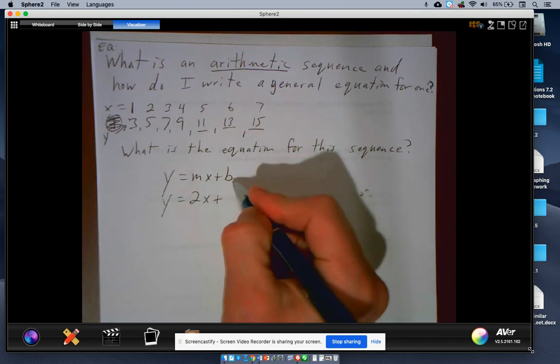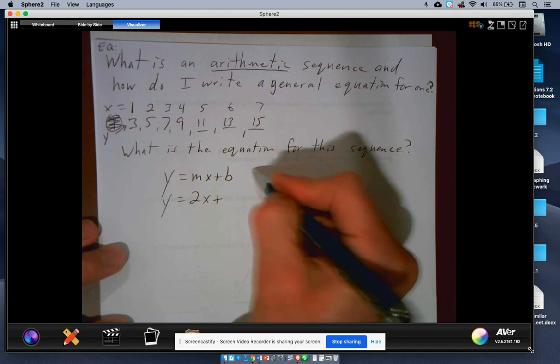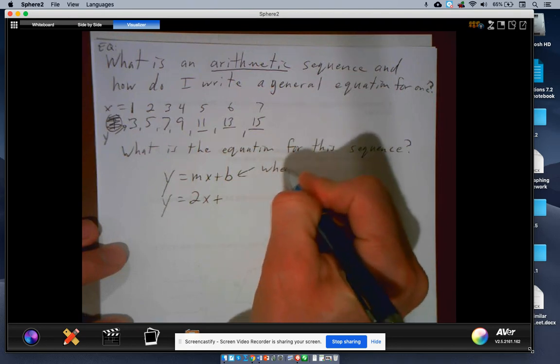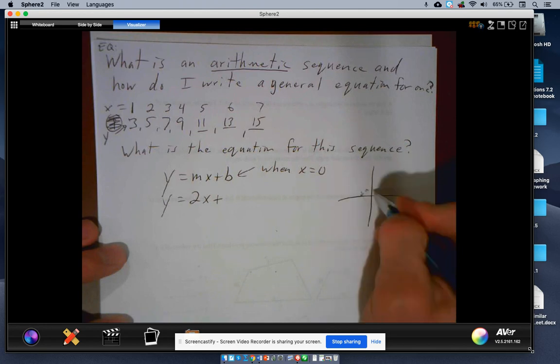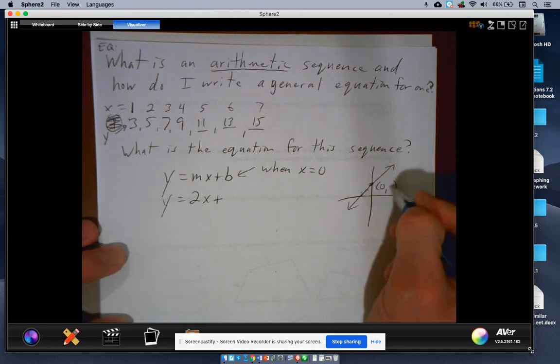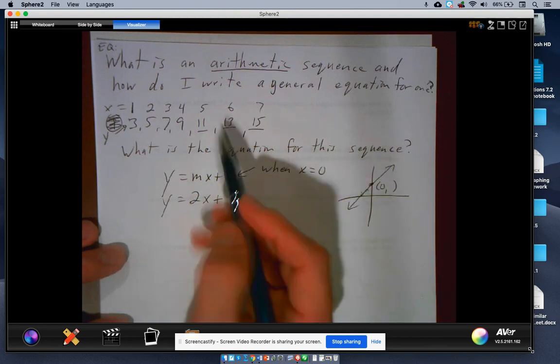B is the y-intercept, or when x is 0. I'll write that down: when x equals 0, that would be the y-intercept. I drew a little picture over here. Wherever this line crosses this point, the x value will be 0. I don't know what the y is, that's what we're going to find, but the x value will be 0.